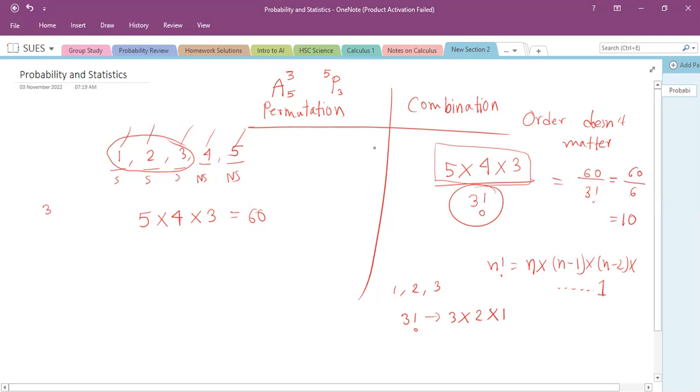So here is the difference between a combination and a permutation. In combination, order doesn't matter, so we have to divide by the factorial of the number of items we are taking. Here we take 3 out of 5, so we divide by 3 factorial. And for permutation, order matters, so we don't divide by 3.